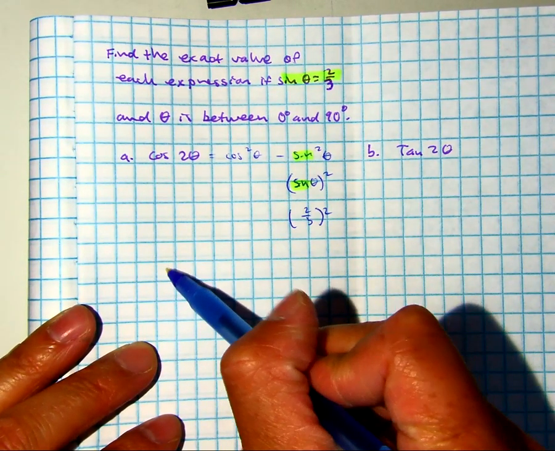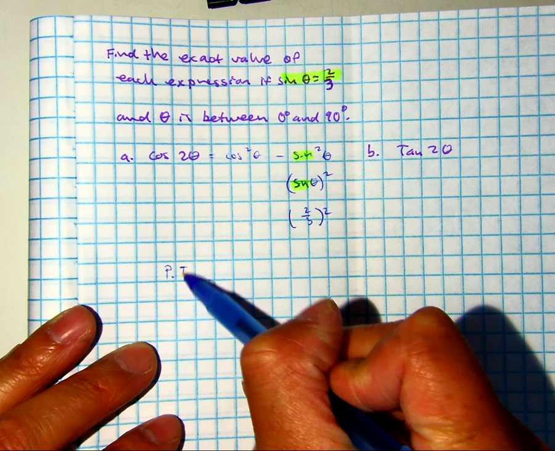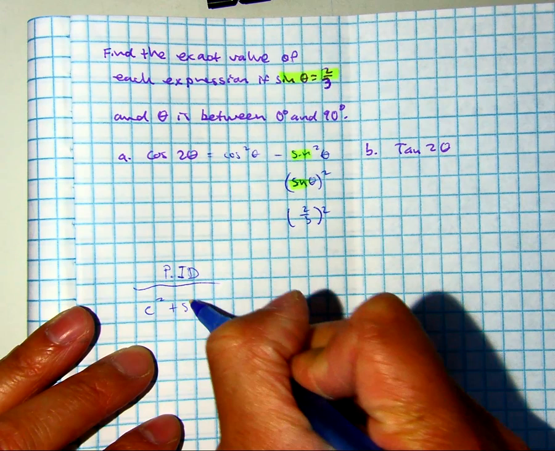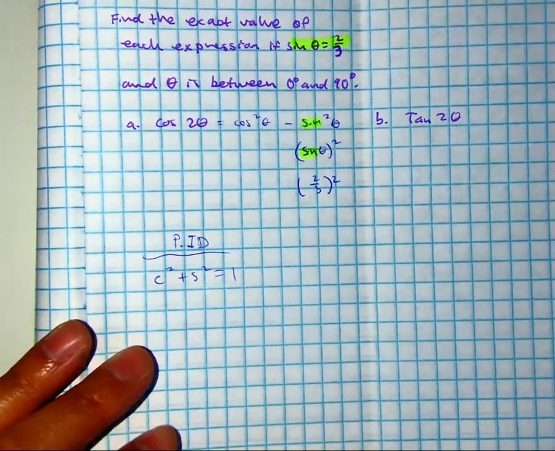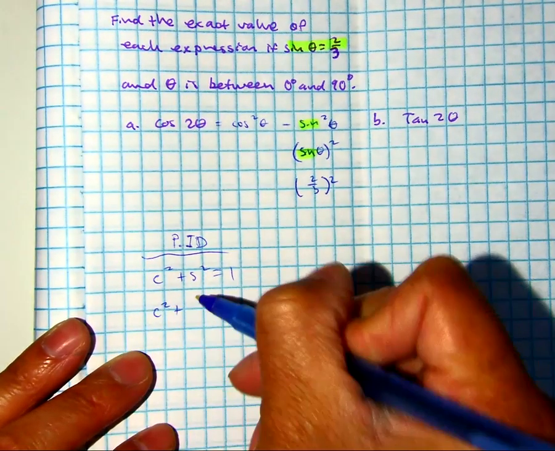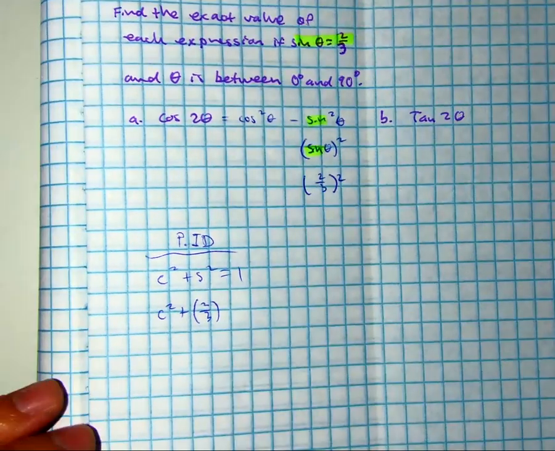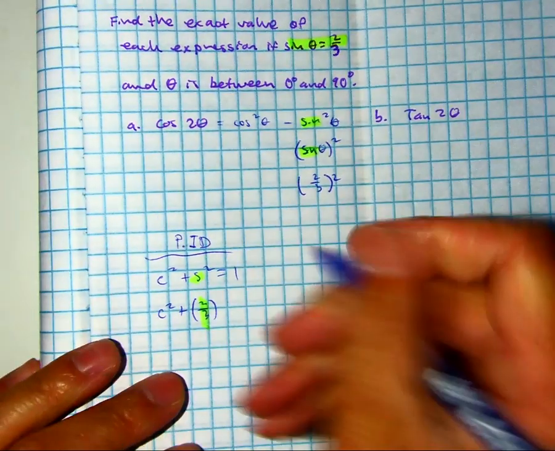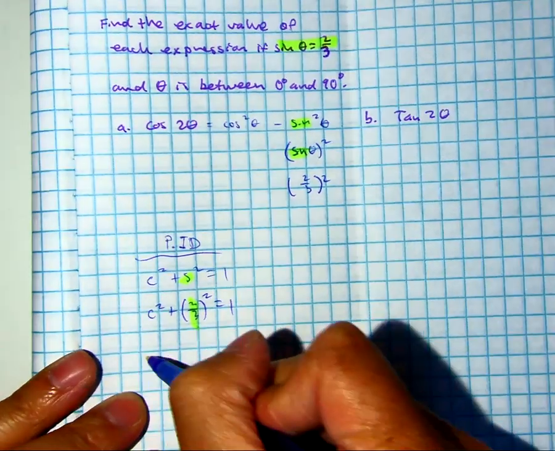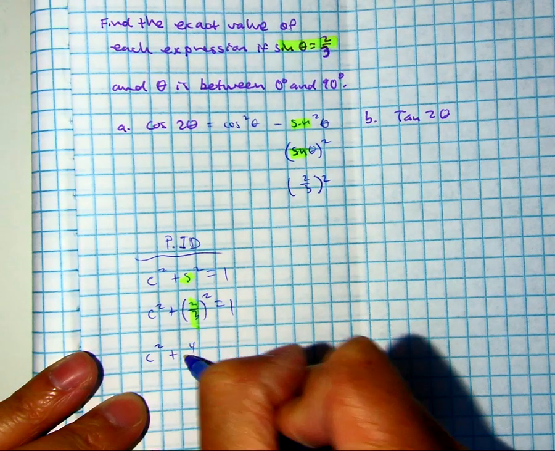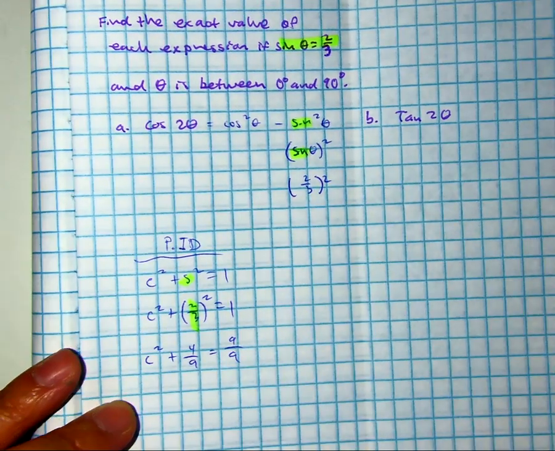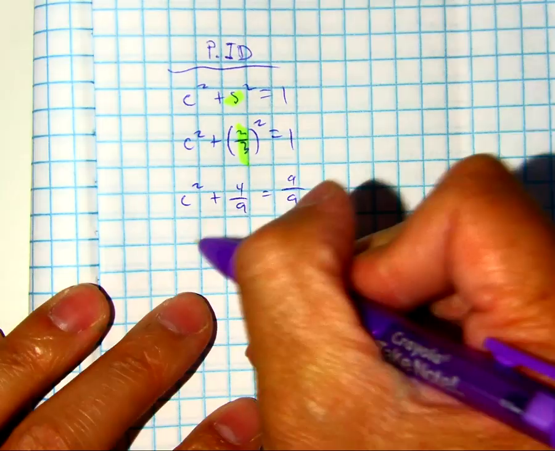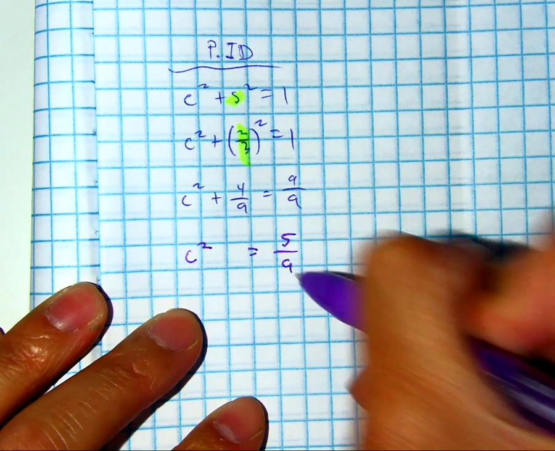You can use a class, which one? Pythagorean identity. Cosine squared plus sine squared equals 1. Sine squared plus 2/3. Remember, sine we already have as given information there. Equals 1. Cosine squared plus 4/9 equals 9/9. Are you with me? Subtract 4/9. C squared is equal to 5/9.